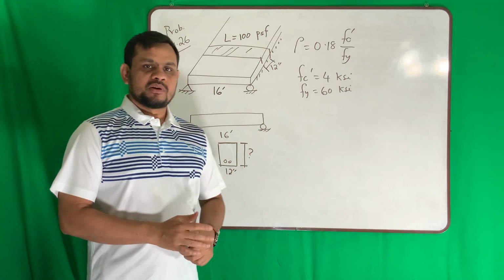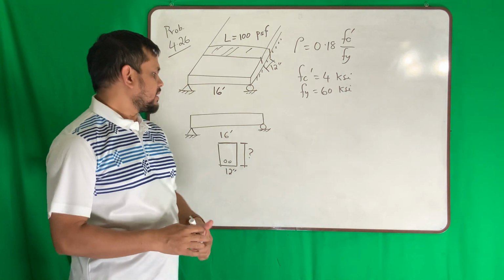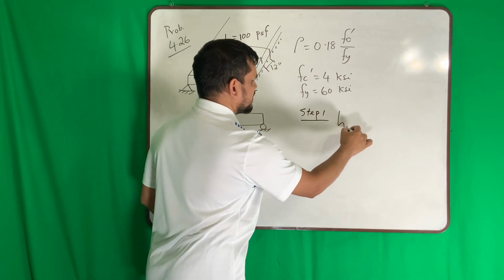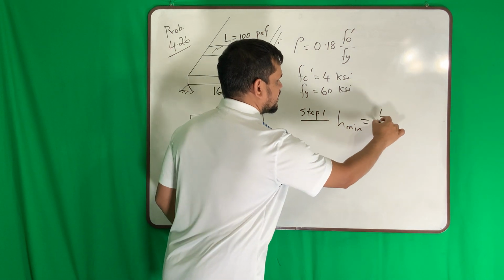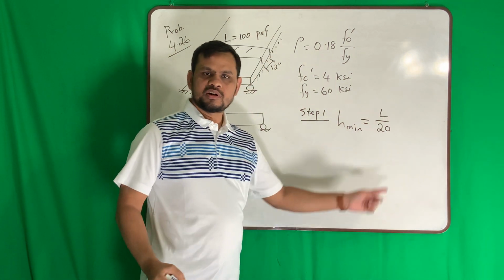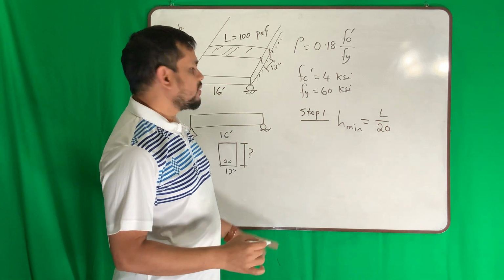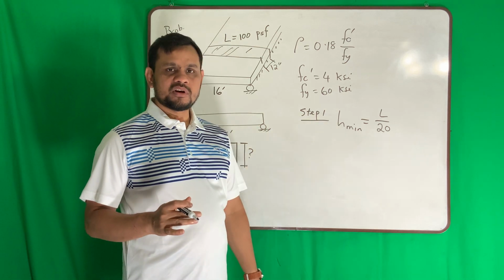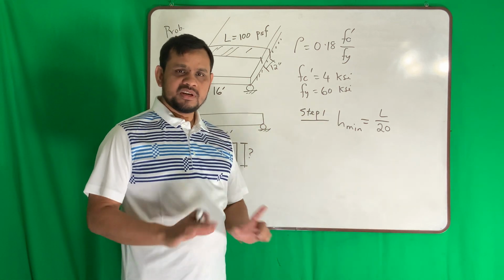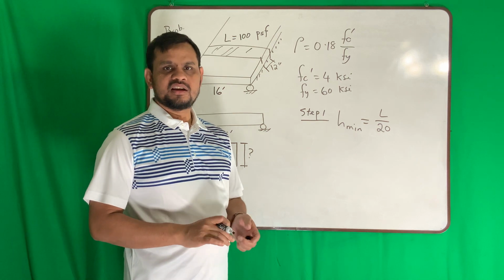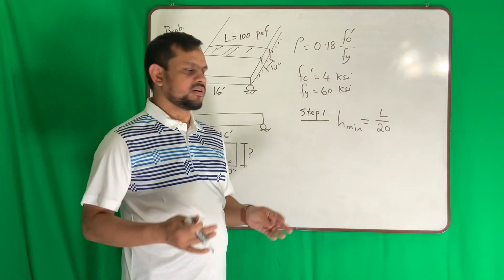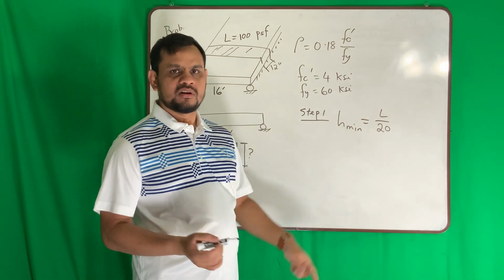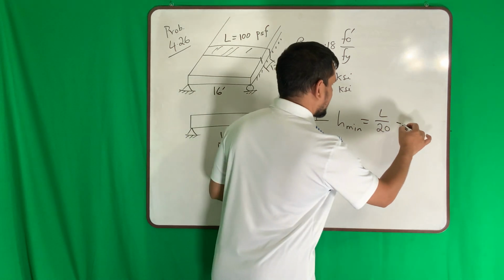Okay, so step number 1, we should check the minimum thickness. Step 1, h min. What is the equation? L over 20. Where did I get it? Table 4-1 in your book. For a simply supported solid beam, h min should be L over 20. Again, this h min is not a structural criterion, it is just for aesthetics and vibration. If you do not follow this, no problem. In fact, if it is huge, I will not follow it. But I am checking, how much?